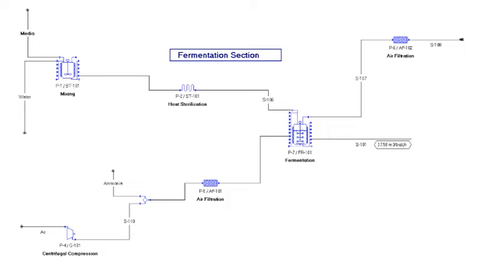Operation Unit 4: Centrifugal Compressor G101. The centrifugal compressor pumps air into the fermentation section.